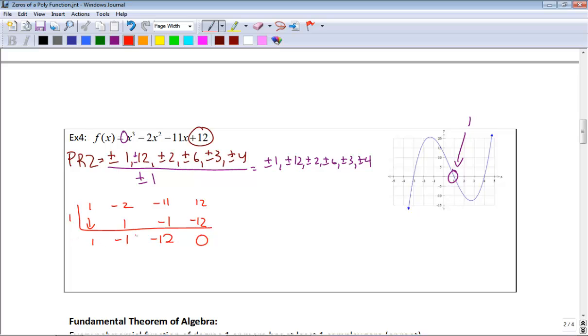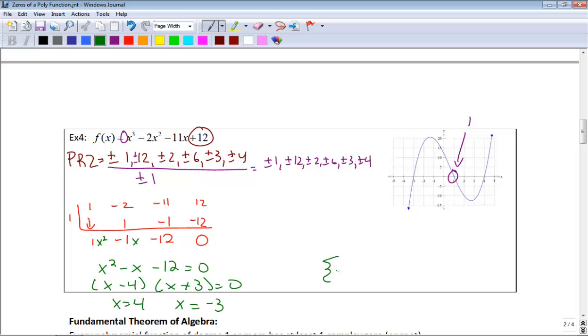Well, what type of polynomial do I have left? Again, if this is x cubed, this is x squared, x and 12. Is this quadratic? Yes. Do I know how to solve quadratics? Yes. So let's go ahead and solve my quadratic. I have x squared minus x minus 12 equals 0. Does this factor? This actually does factor as x minus 4 times x plus 3. So when I solve it, I get x is equal to 4 and x is equal to negative 3.